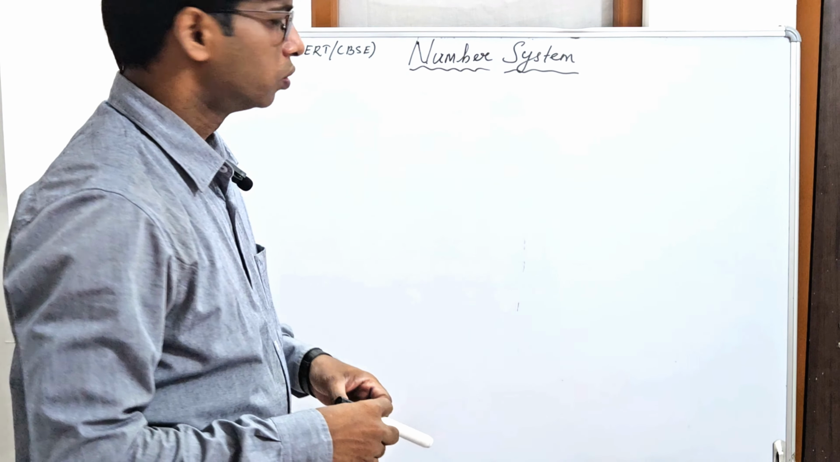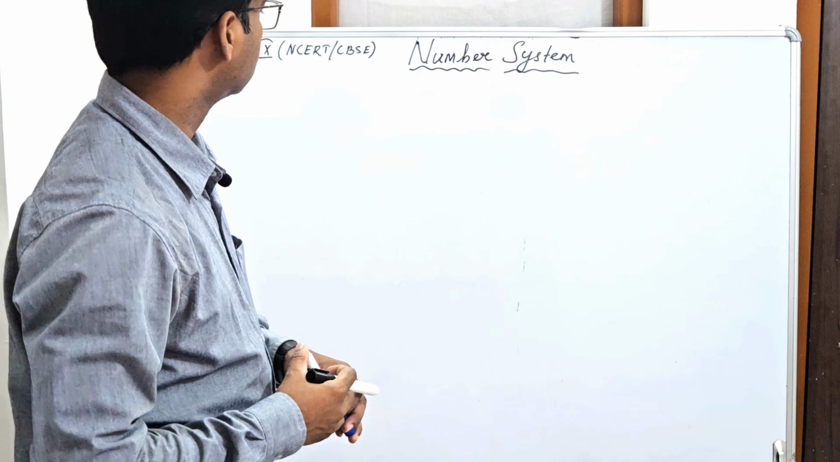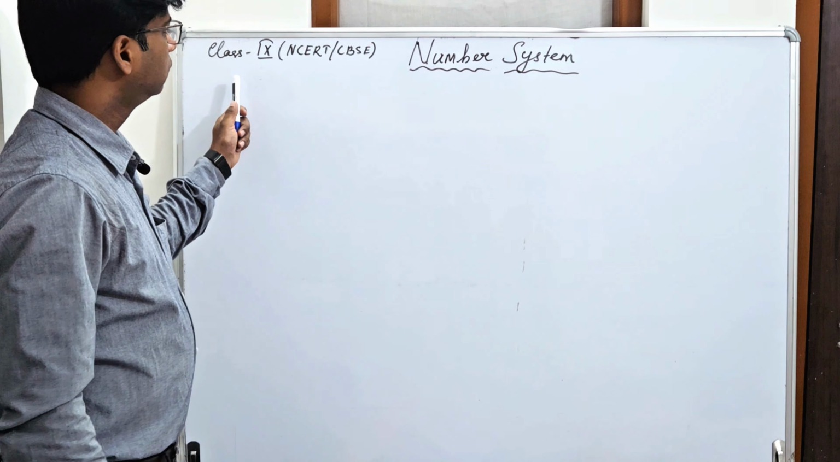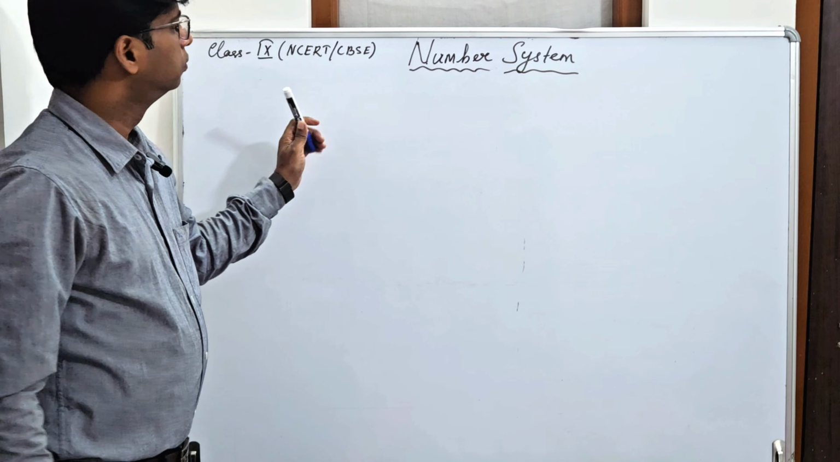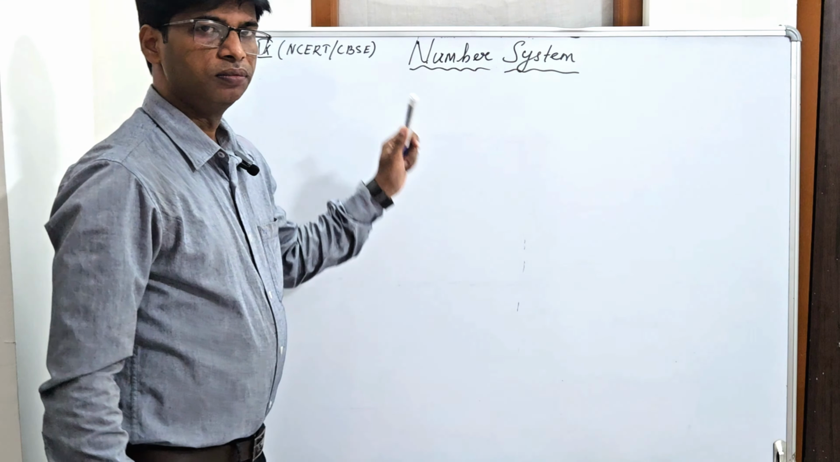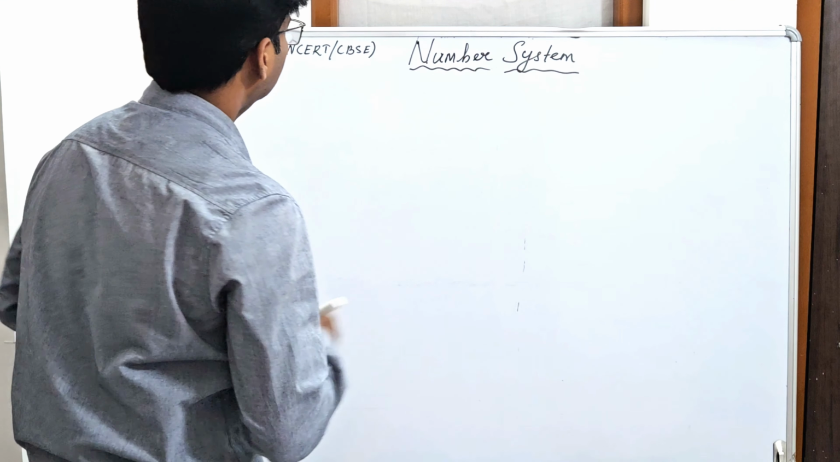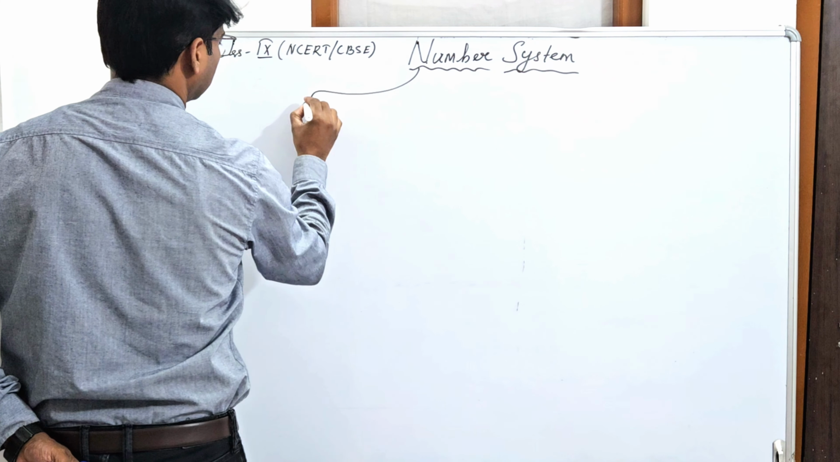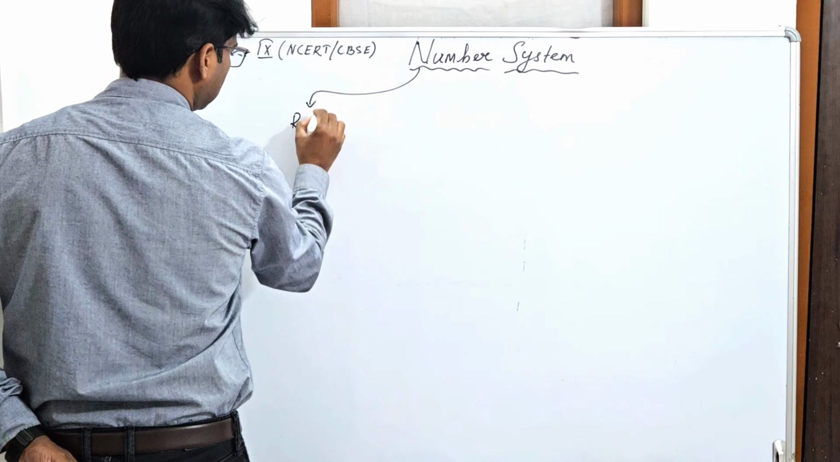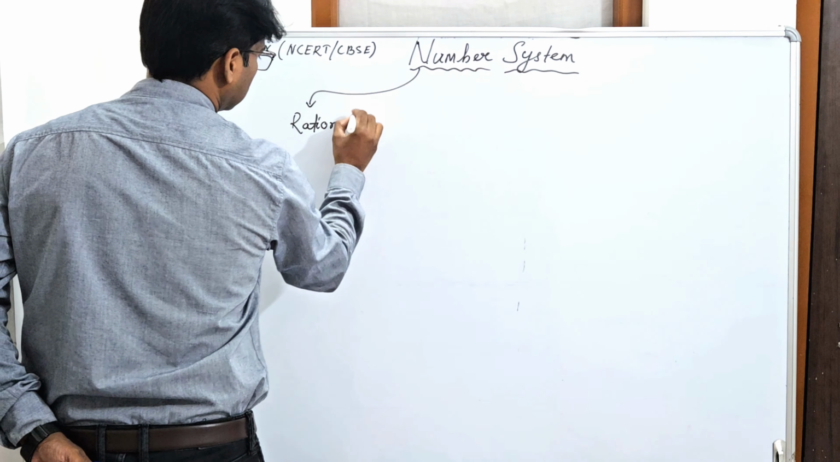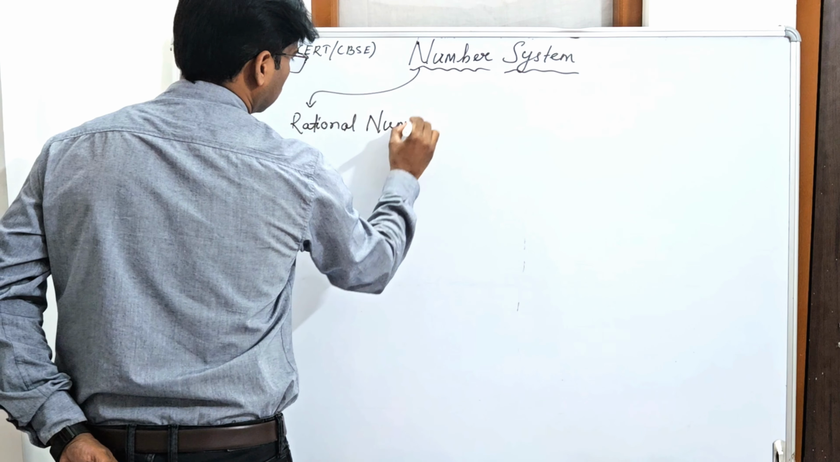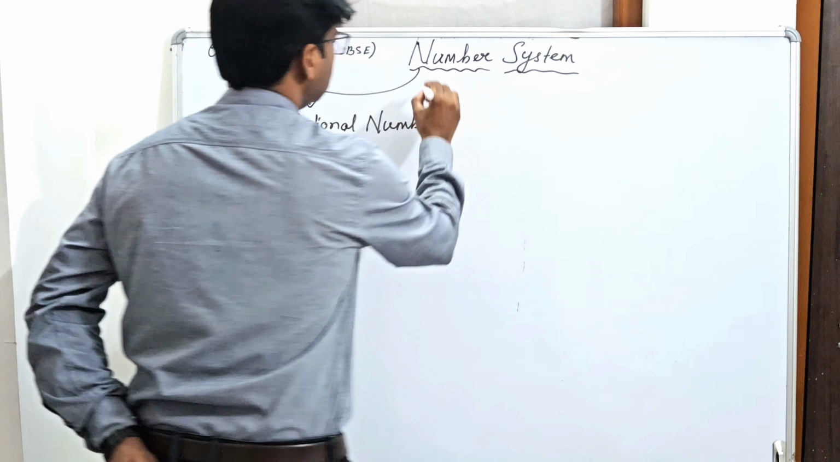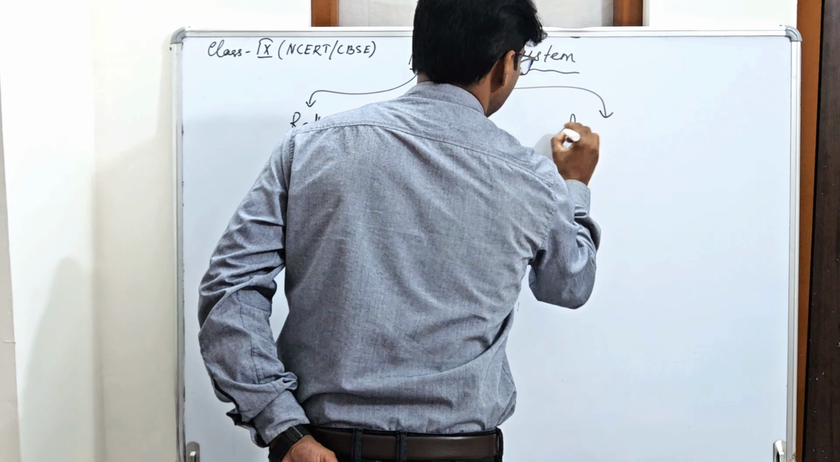So today I'll be discussing another topic from your class 9 NCERT book, Number System, that is chapter 1. In this number system chapter, you will find two types of numbers. What are they? That is rational numbers and another is your irrational numbers.